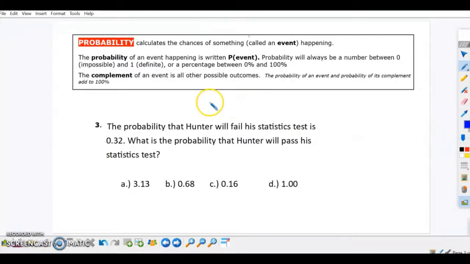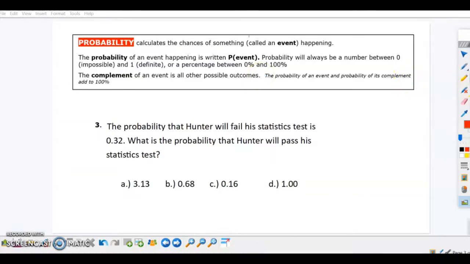Now we're going to look at the complement of an event. The complement is all other possible outcomes. For example, if we looked at the probability that it will rain, the complement of that would be the probability that it will not rain. And if you add the probabilities of an event and its complement, it will always be 100%. So basically the probability that something will occur and the probability that it will not occur will add to 1.